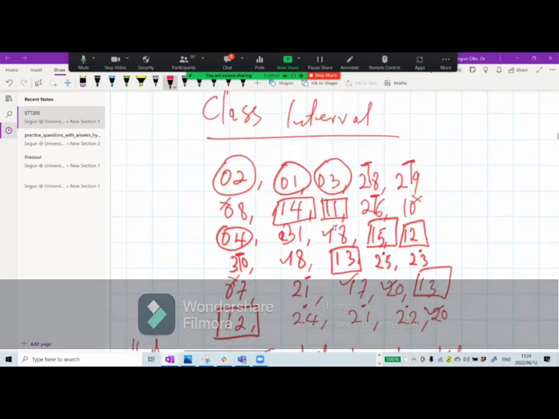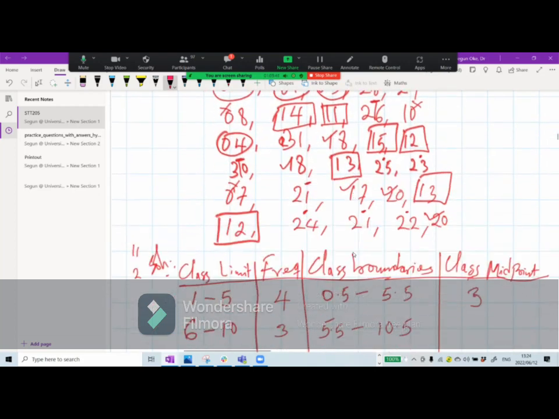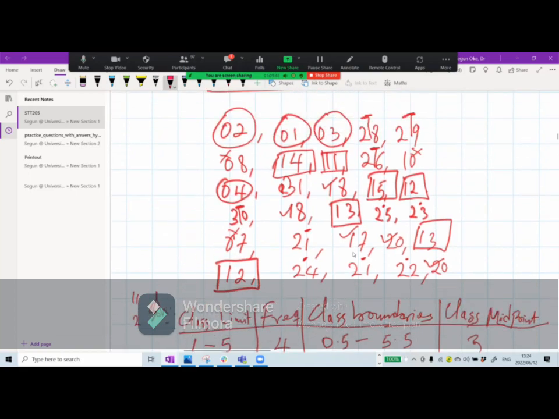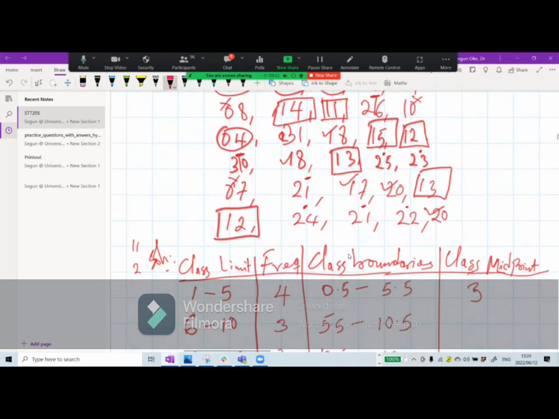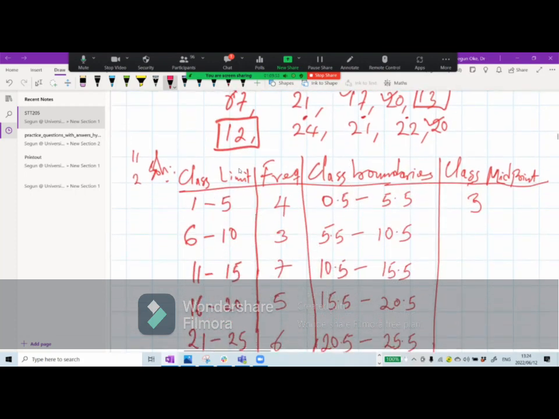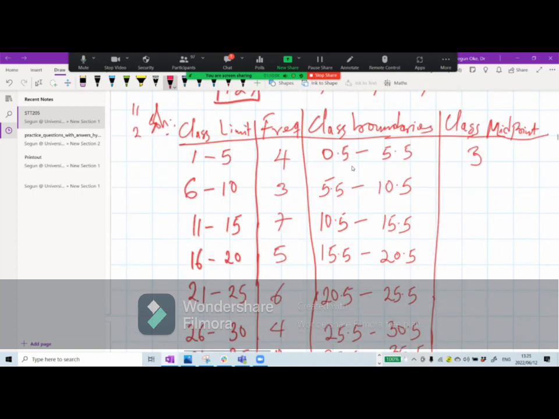One of the things is you have this particular data set, and we want to know the class limit. They can ask you what is class limit. They can ask you about class boundary. They can ask you what about class midpoint? We discussed it in the class.